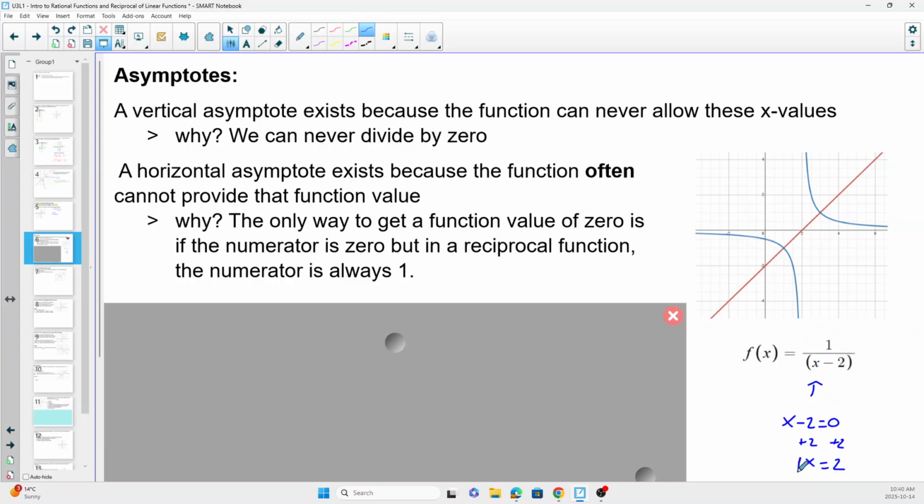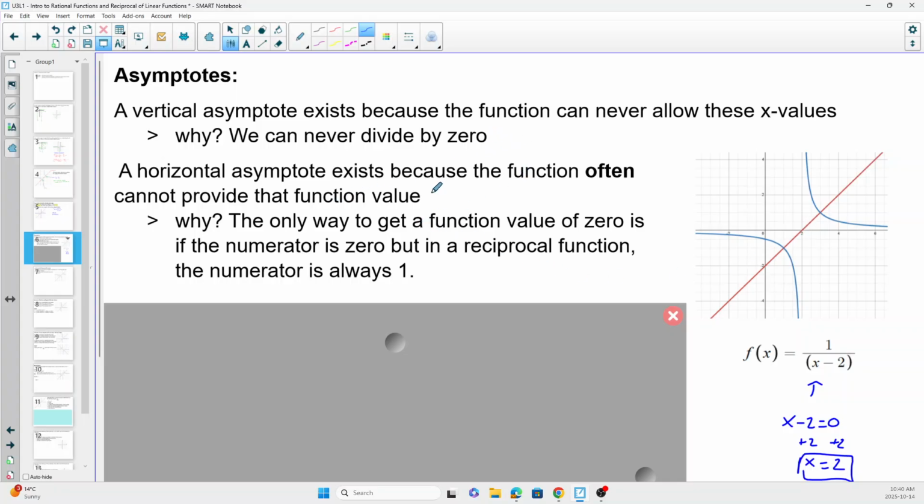We know x cannot equal 2, but if the denominator was not so pretty, if it was maybe a quadratic or a different polynomial, we might need to actually do some solving here. So vertical asymptotes exist anywhere essentially where we have the risk of the denominator turning into 0. We can never divide by 0, so we've got to throw up a vertical asymptote and say nope, not going to be that x value, not now, not ever.